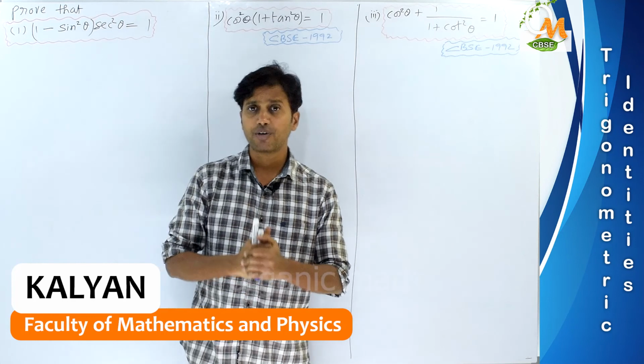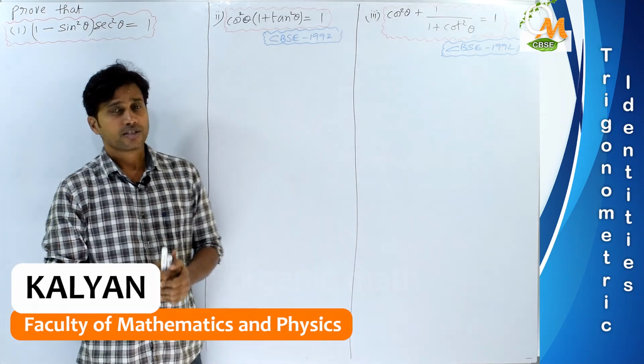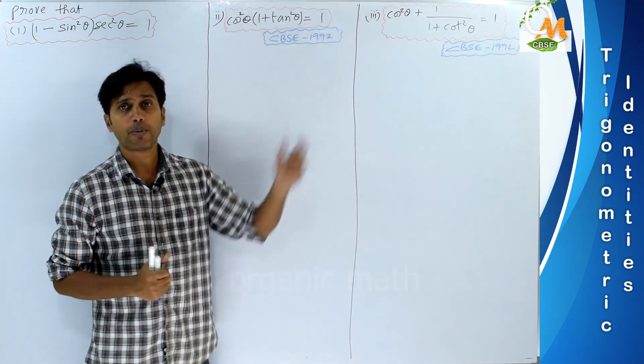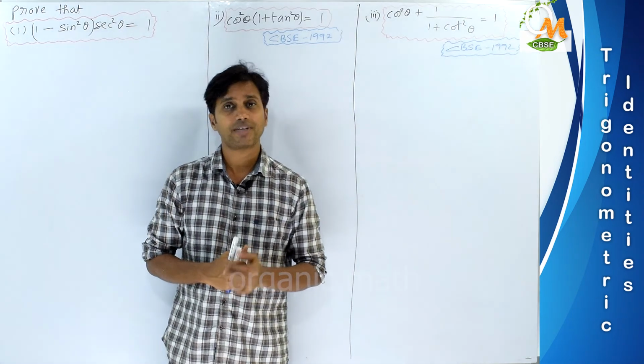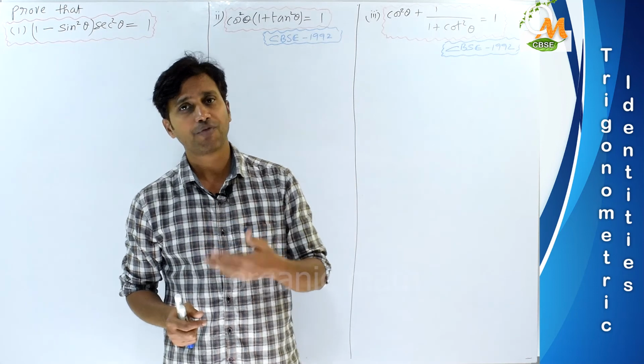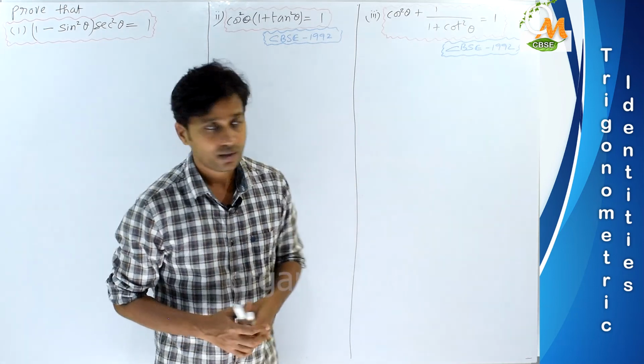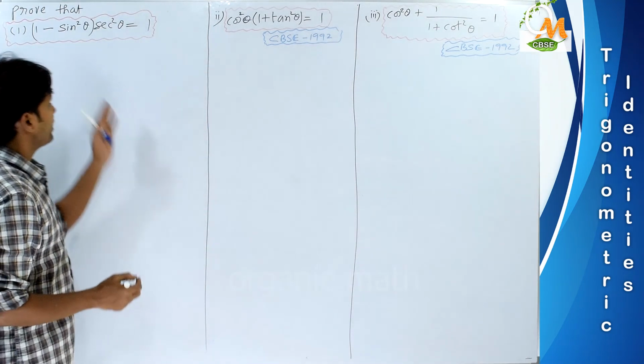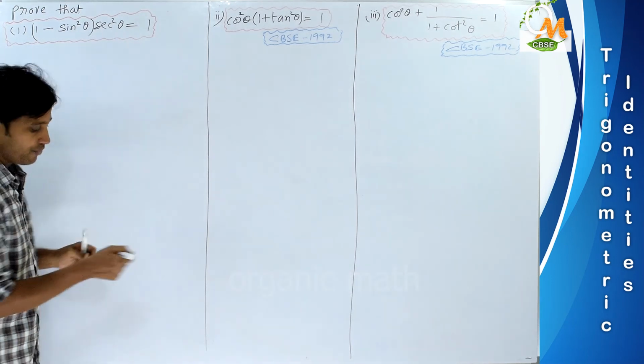In this class, we are going to discuss three simple problems based on trigonometric identities from 10th standard CBSE. Even these problems can be solved even for ICSE and IGCSE also. Right, anyways, so now let us start doing this problem here. This is the first one now.